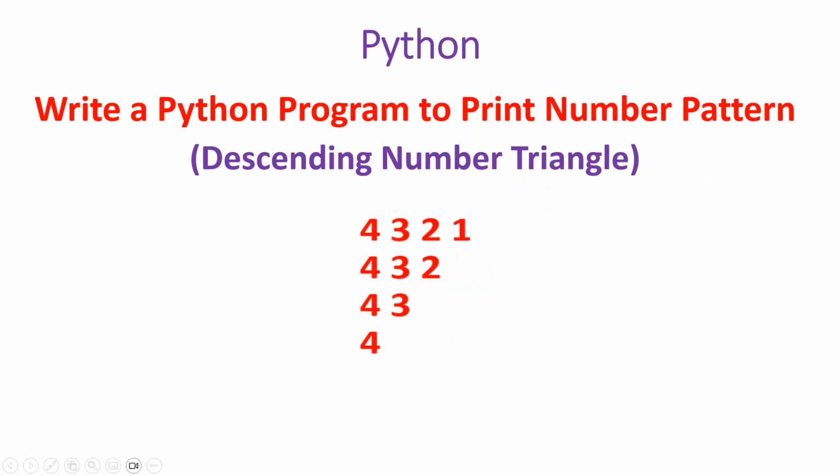Hello friends, we are going to write a Python program to print a number pattern. That is a descending number triangle given below: 4321, 432, 43 and 4. For this we are going to write a Python program.